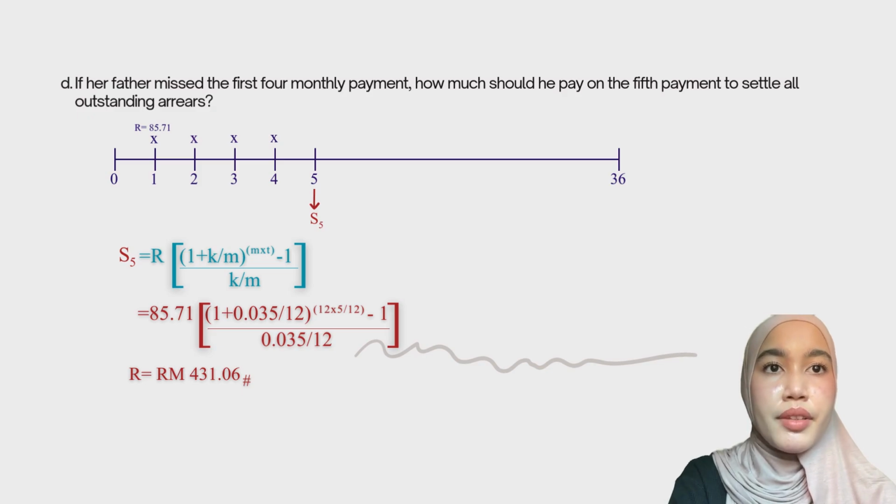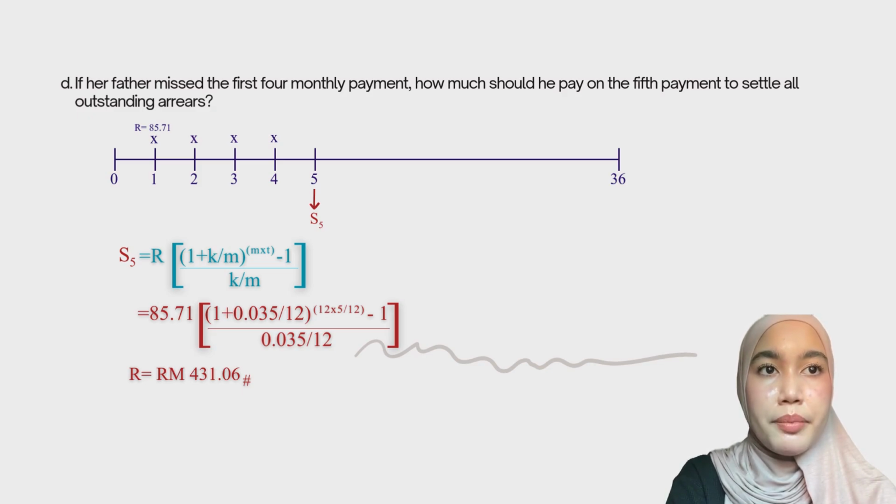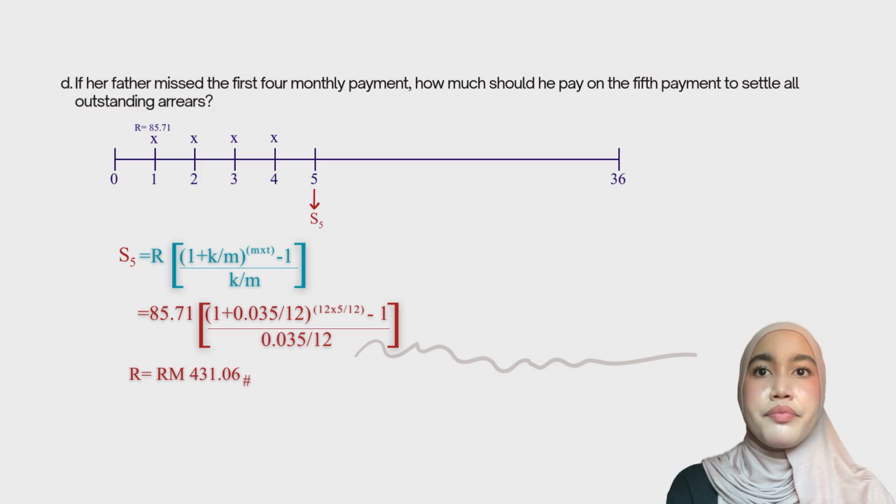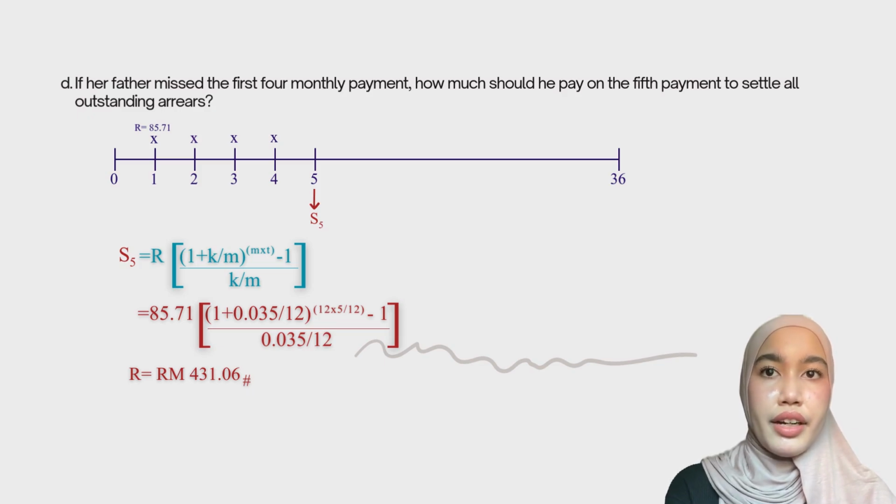For question D, if her father missed the first 4 monthly payments, how much should he pay on the 5th payment to settle all outstanding arrears? For this question, we need to find the future value of the 4 missed payments at the end of the 5th month. We use the formula S equals R times ((1 plus K over M) to the power of M times T, minus 1), over K over M, where N is 5 to cover the 4 missed payments plus interest up to the 5th payment date.